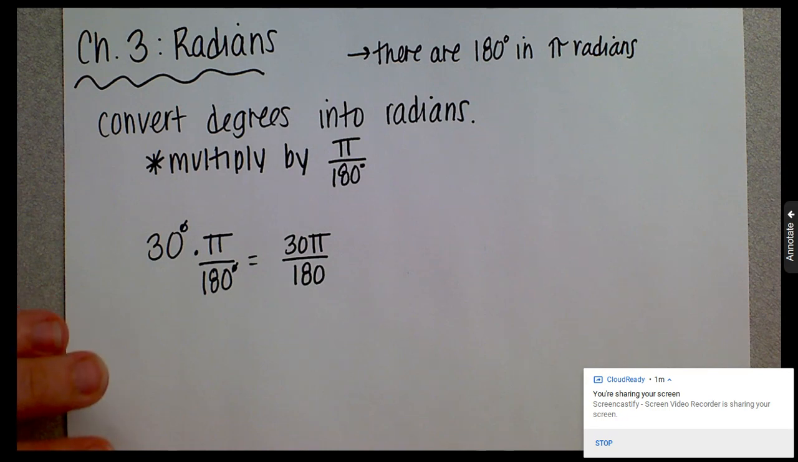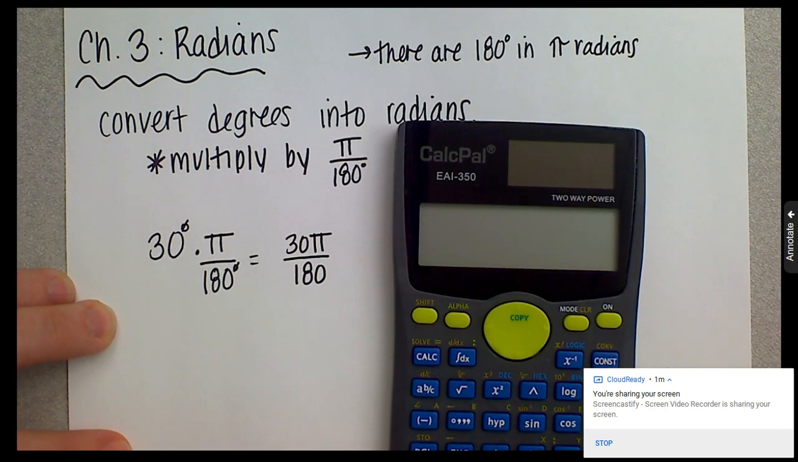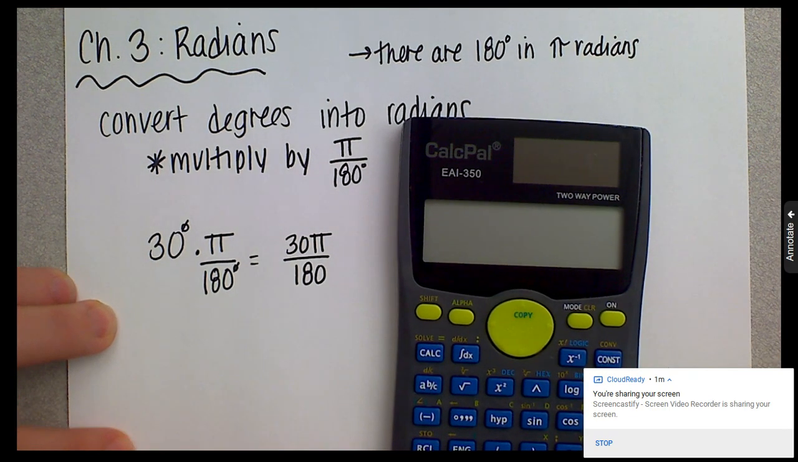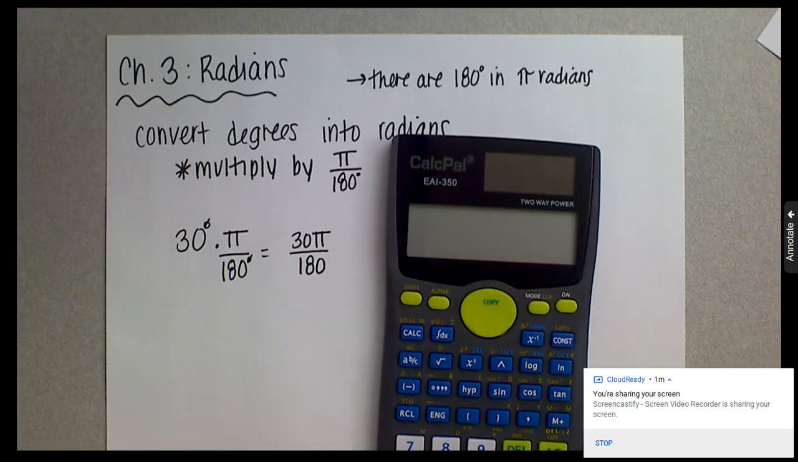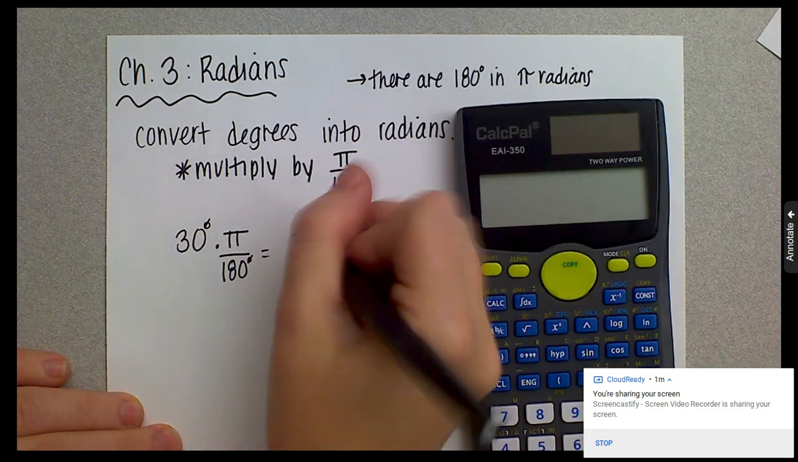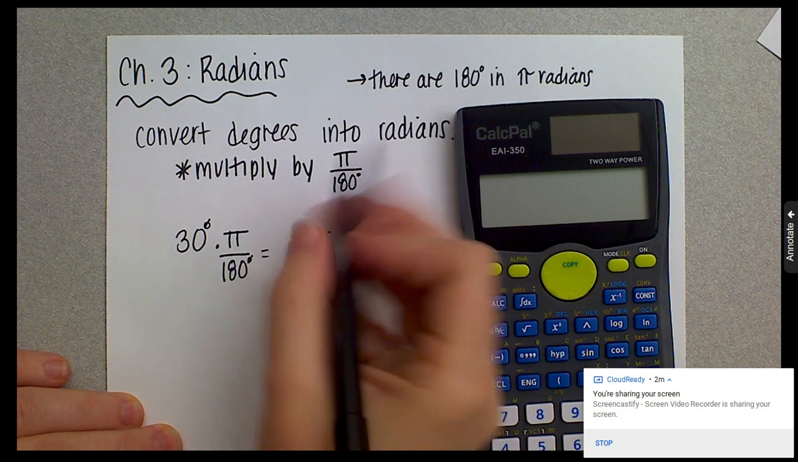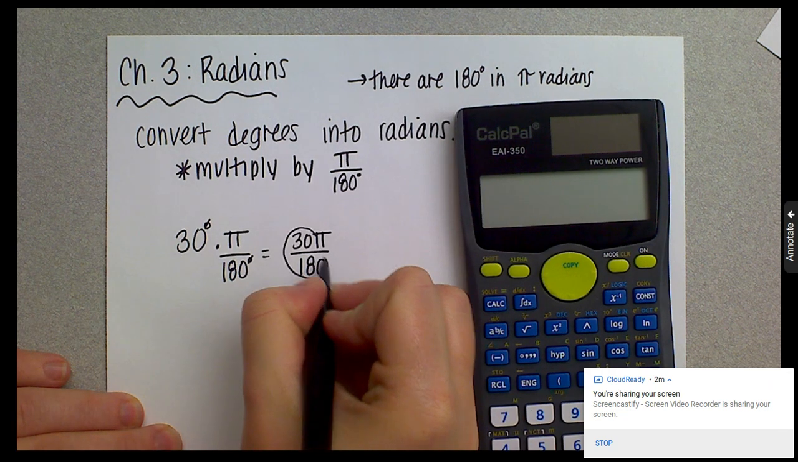So I'm actually going to grab my calculator and show you how I do this. Most of them are kind of similar to this. If you have a different calculator, feel free to ask about it. So I want to reduce, I'm not going to put the pi into the calculator. I really just want to reduce 30 over 180.